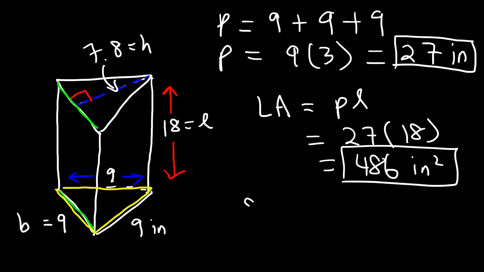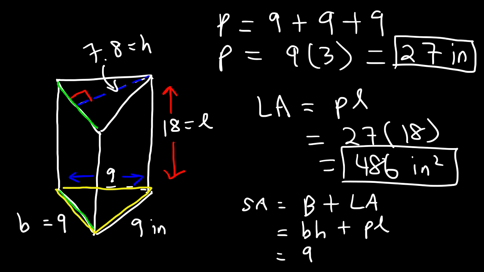Now, to find the surface area, it's the area of the base plus the lateral area. The area of the base, the two triangles, it's 2 times 1/2 base times height, which is just base times height. And the lateral area is perimeter times the length of the prism. So it's going to be B, which is 9, H is 7.8, the perimeter is 27, and L is 18.